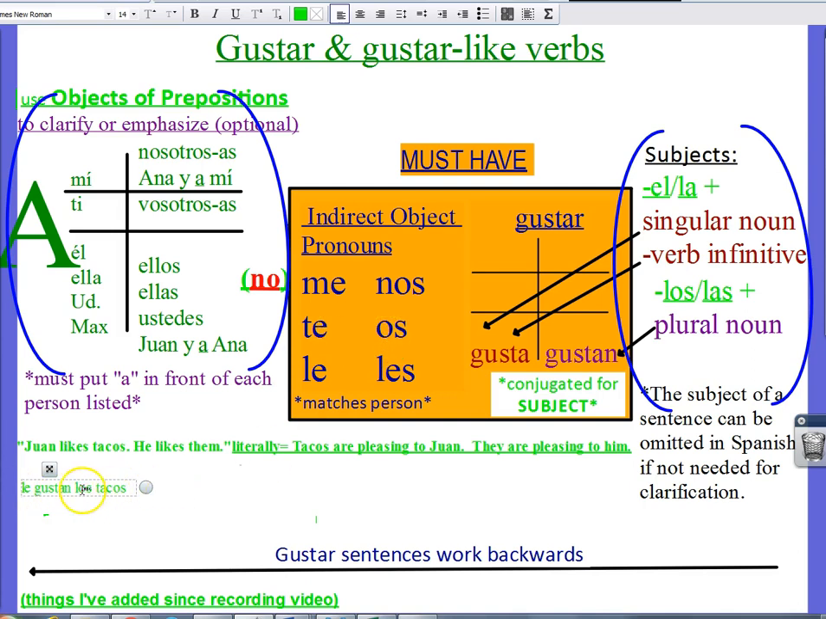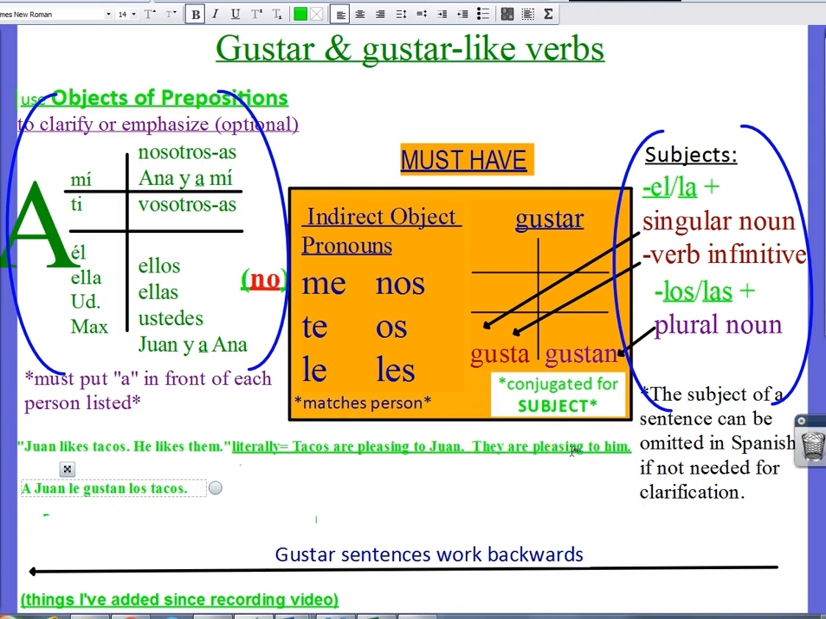And this sentence is a lovely sentence right now, but it doesn't have Juan anywhere in the sentence. And so how do I add that? I put a in front and then his name. A Juan le gustan los tacos. Now I have the correct way to write this sentence. He, Juan, likes tacos. Tacos are pleasing to Juan. Why is it le? To match Juan. Why is it gustan? Conjugated for tacos. They are pleasing to him. So now that's all I'm saying is they are pleasing to him.